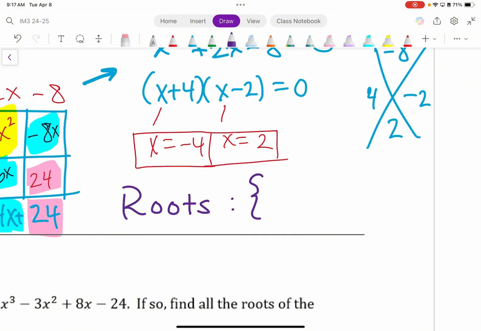So the first thing was we found that x minus 3 is a factor. So that means that 3 is a root. And then from solving the trinomial, we found two additional roots, which were the points 2 and -4. So in total, we have those three roots. The roots in this problem are 3, 2, and -4.